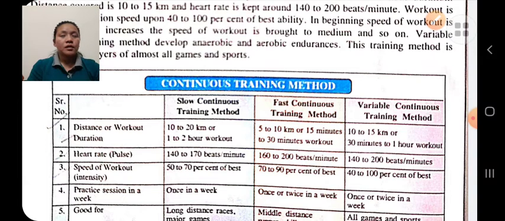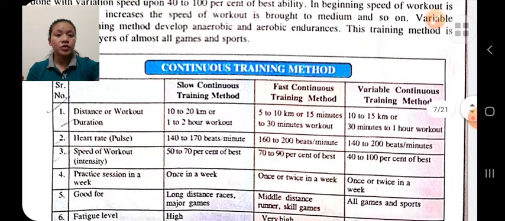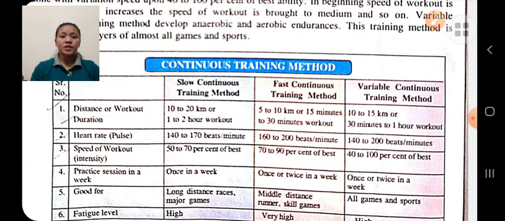Let's compare these three continuous training methods: slow, fast, and variable. In slow continuous training methods, the distance is 10 to 20 kilometers, approximately 1 to 2 hours. In fast continuous training methods, the distance is 5 to 10 kilometers, and in variable continuous training methods, the distance is 10 to 15 kilometers. Heart rate: in slow continuous it is 140 to 170, in fast it is 160 to 200, and in variable continuous training methods it is 140 to 200 beats per minute.